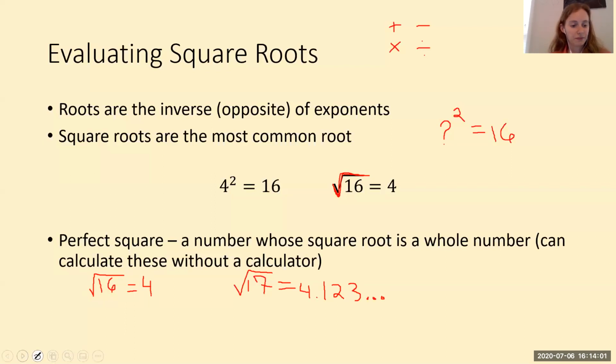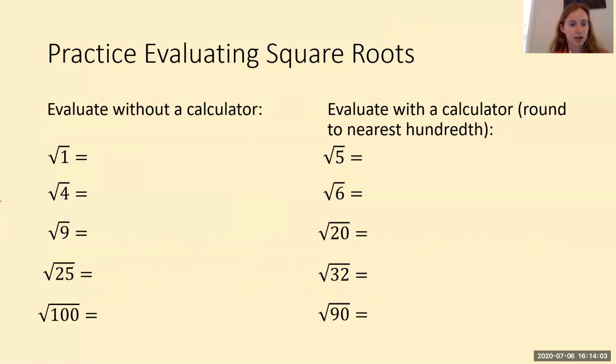Okay. So let's take a look here at the next page. We're going to get some practice with evaluating or calculating some square roots. So in the first column here, it says evaluate without a calculator. So these numbers here in the first column are all examples of perfect squares that we just talked about. Because their square roots are going to be whole numbers, you should be able to figure it out just by being familiar with your basic times table.